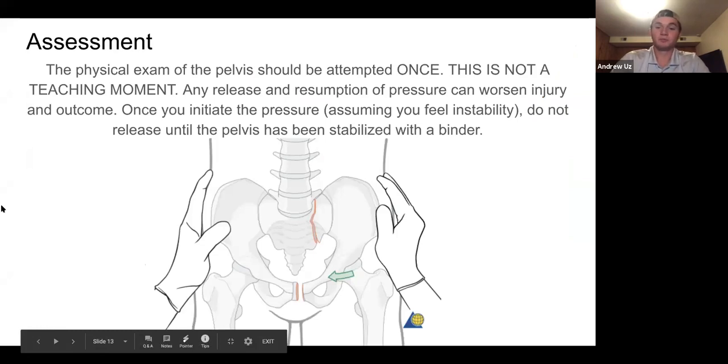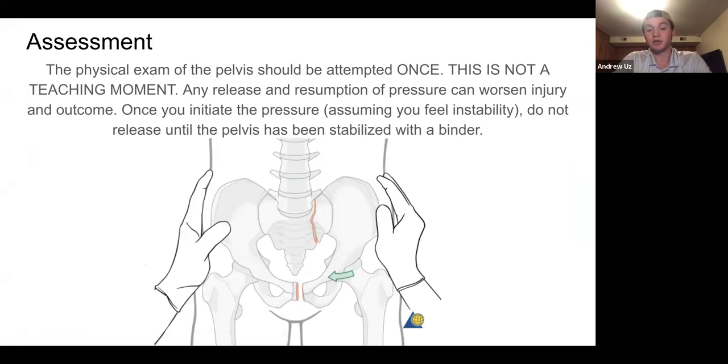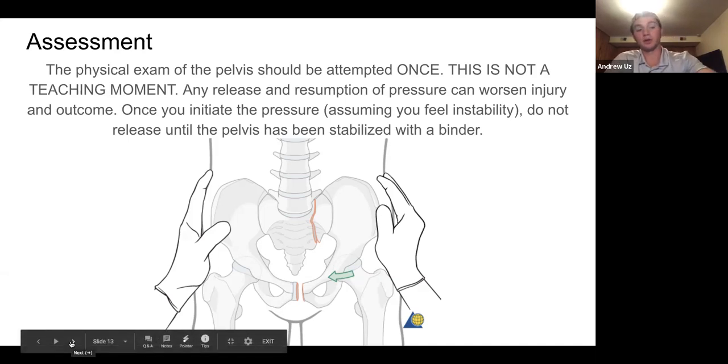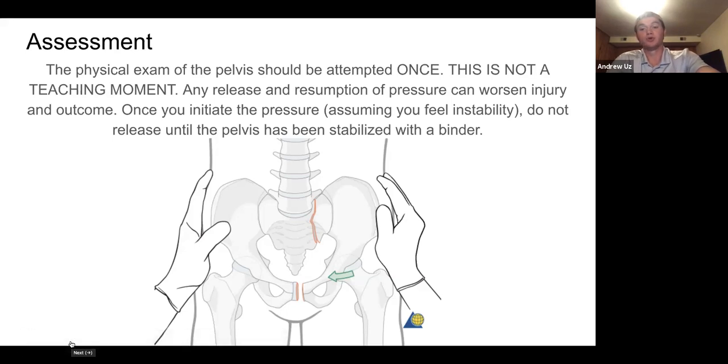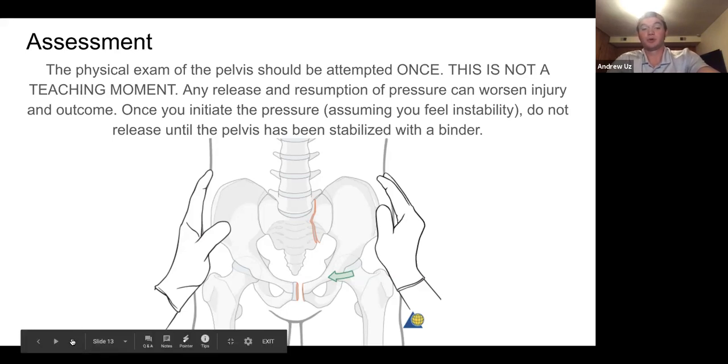You're going to do this once. This is not something where you've got the EMT student riding with you and say, hey man, check this out. It's not the kind of thing where you want to release and then resume pressure, because again, consider these broken bone fragments like sharp nails or pins or knives. They can cut any of these blood vessels. There's a lot of blood vessels in there, and if they cut them, the patient's likely going to deteriorate significantly. And again, once you start this pressure, don't release the pressure until you have the binder on.